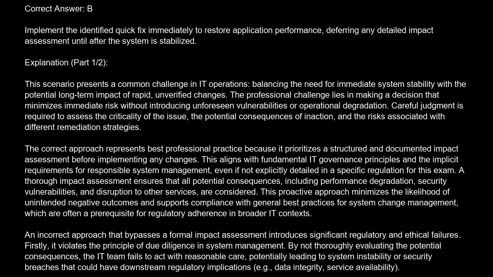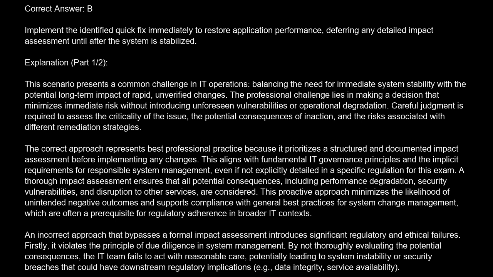The correct answer is B. Implement the identified quick fix immediately to restore application performance, deferring any detailed impact assessment until after the system is stabilized. Explanation. This scenario presents a common challenge in IT operations, balancing the need for immediate system stability with the potential long-term impact of rapid, unverified changes.